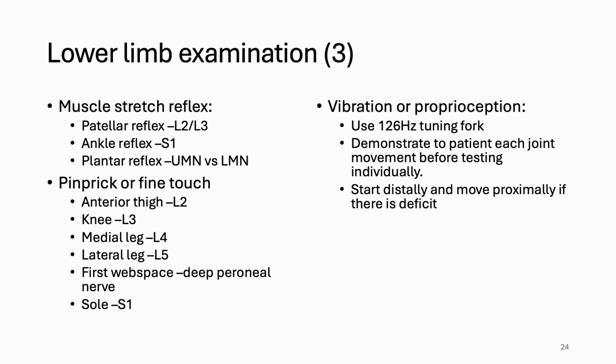Lastly, you would examine the vibrations and proprioceptions at the joints of the lower limb. To check for vibrations, you should use a 128 Hz tuning fork. To check for proprioception, first you would demonstrate to patients the movement of each joint before testing them individually. You should compare both left and right for proprioception and vibration, and start distally and move proximally if there is a deficit.